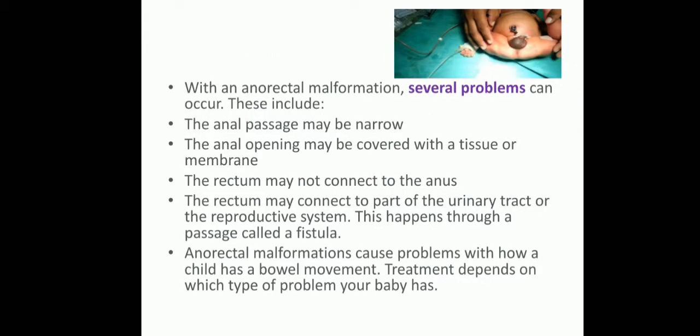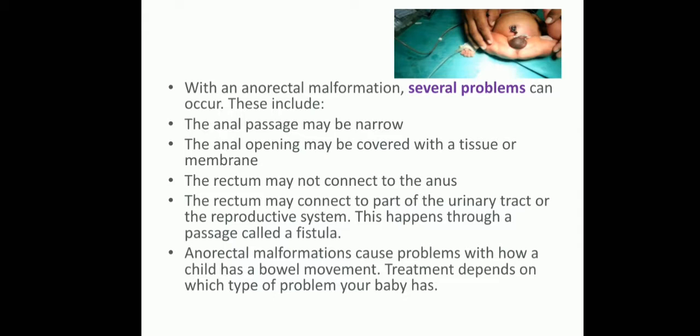With an anorectal malformation, several problems can occur. What are the problems? The anal passage may be narrowed, sometimes very narrow. The anal opening may be covered with tissue or membranes. Sometimes when we dilate, the tissue and membranes separate, and the baby may pass the motion or meconium. That is also one of the conditions.